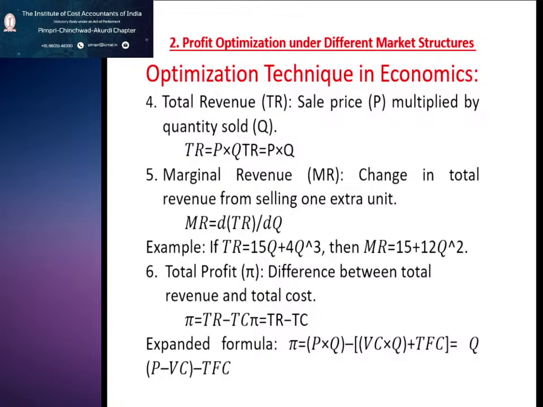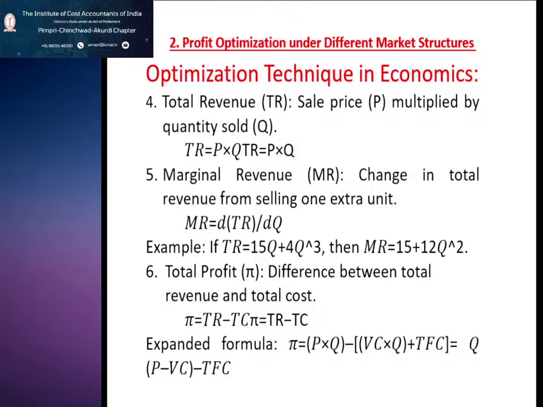The fourth concept is total revenue. Total revenue is the sale price P multiplied by the quantity sold. So TR is equal to P × Q, where P is the price and Q is the quantity sold.